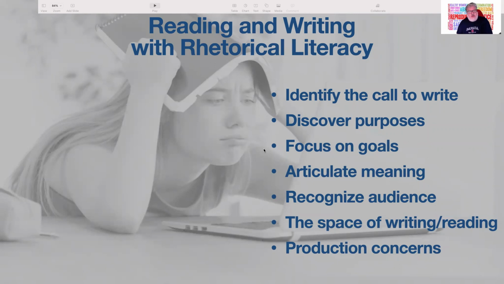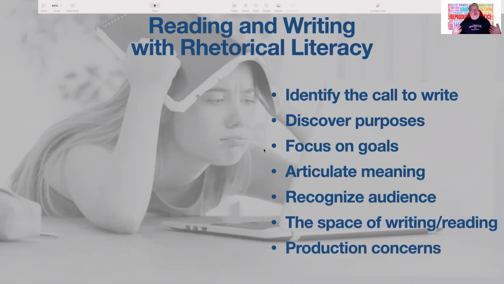Why did they start writing this? How did the writer discover her purposes and bring them out for us as readers? What do we know about the writer's purpose? What were the writer's goals? What were they trying to get as a result of what they're doing? What was the writer's meaning? What were they trying to say to us?